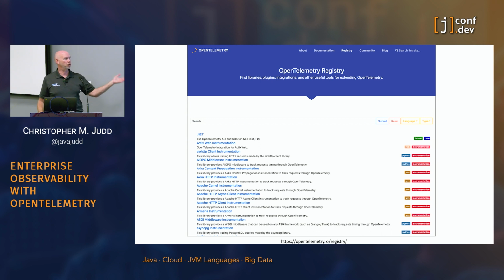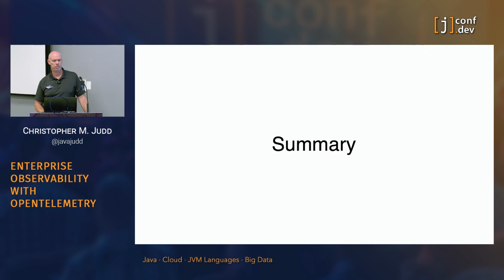But they also have a registry where you can find lots of existing ones and search based on language or type, whether you wanted a propagator or an aggregator. And you should take some time and look at it. It's a very, very long list and always growing because more and more of the vendors support it. So any questions before I go through my summary?